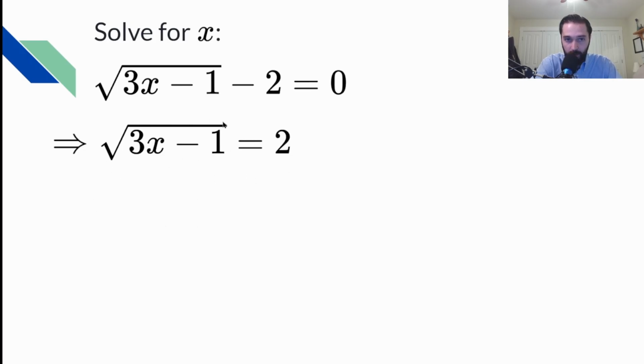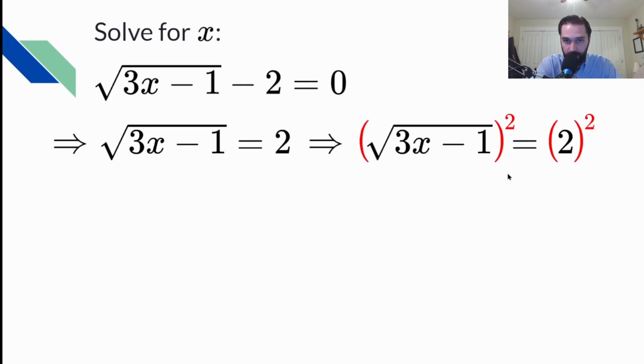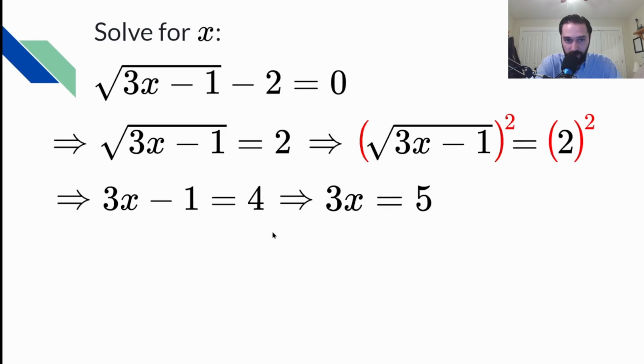And then we need to get rid of this square root. We're trying to isolate x, so we need to get rid of this radical. We can do that by squaring both sides. The square root of something squared is just the something inside. The square root and the power 2 undo each other. So on the left-hand side, we have 3x minus 1, and on the right-hand side, we have 2 squared, which is 4. Let's add 1 to both sides, and we get 3x equals 5. And then let's divide both sides by 3. That gives us x equals 5/3.